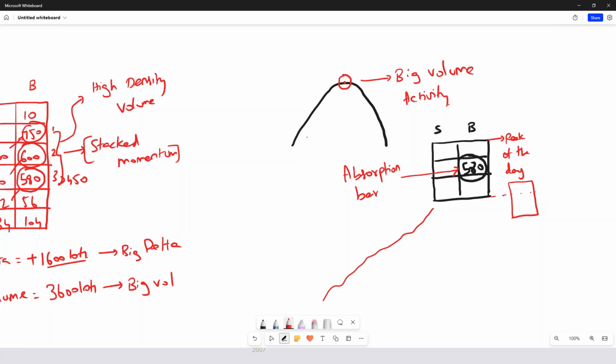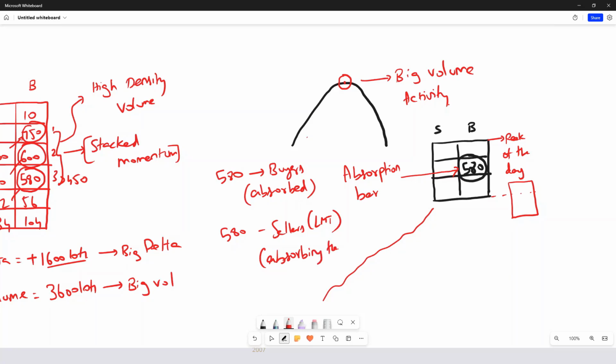So who is getting absorbed over here? If you ask me, the buyers are getting absorbed. 580 buyers. The 580 is nothing but the buyers. They are getting absorbed. Who is absorbing? If you ask me, the opposite side. So 580 sellers. For every buyer, there will be a seller, right? 580 is a buyer who is absorbed. And the 580 sellers are nothing but the limit order sellers. They are the ones absorbing the buyers. Now in this case, this zone will be acting like a kind of resistance band. So this bar will be acting like a kind of resistance.